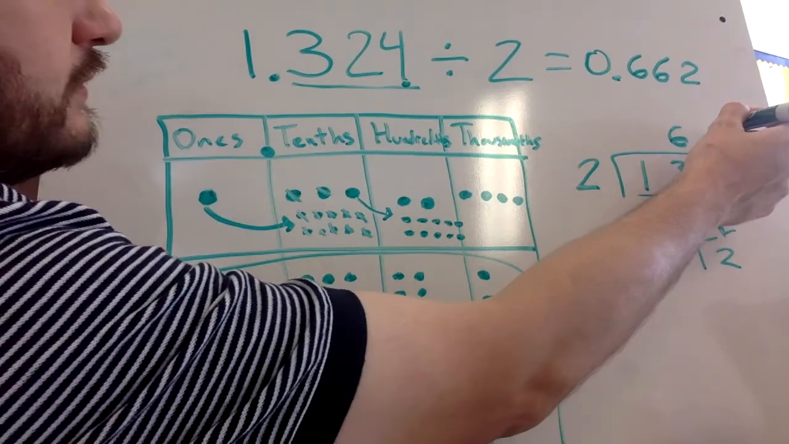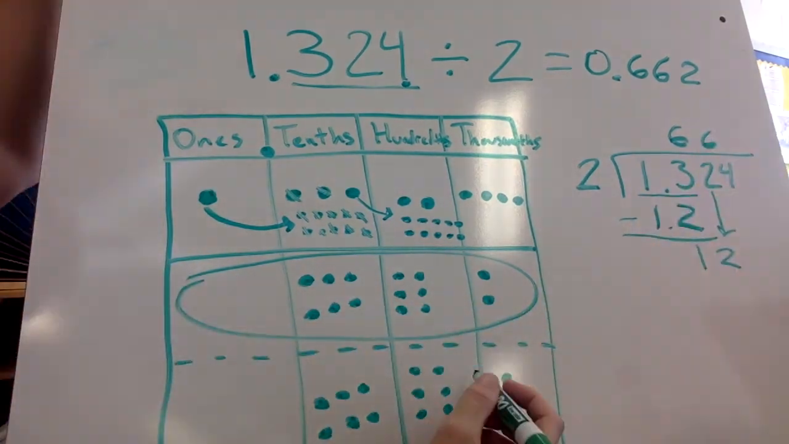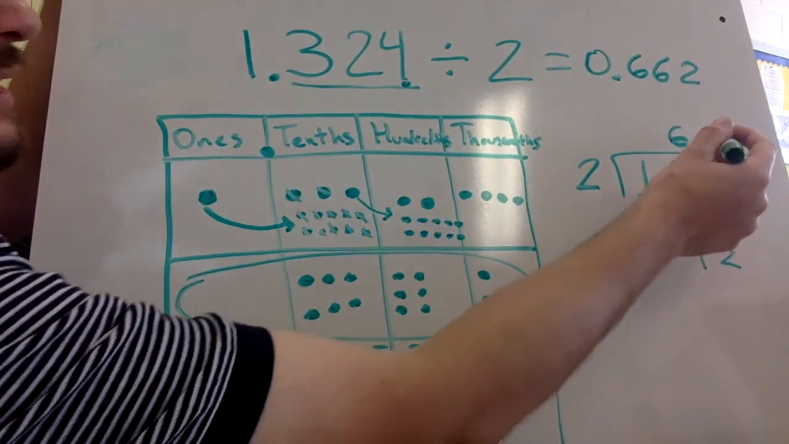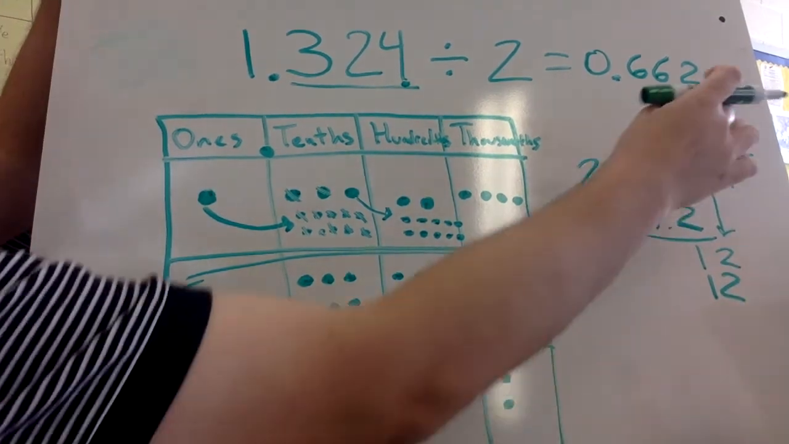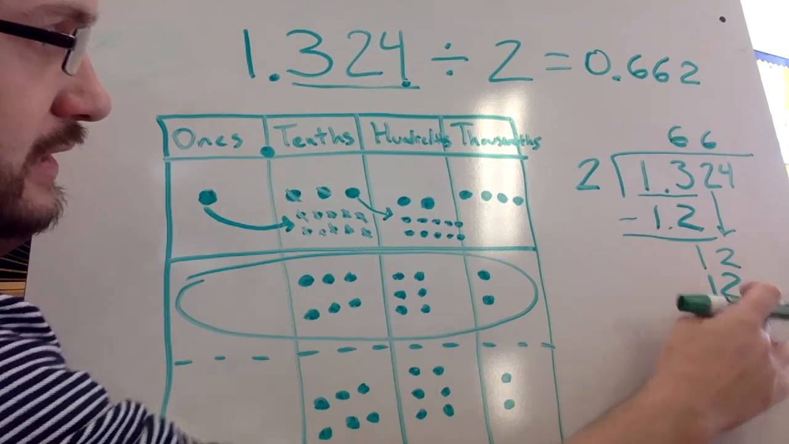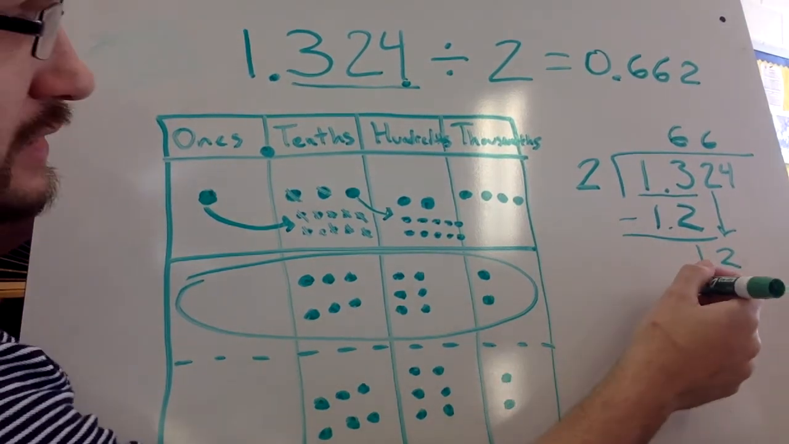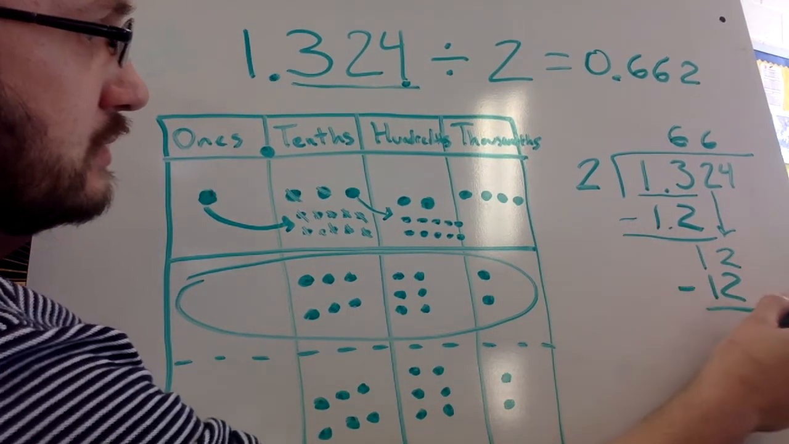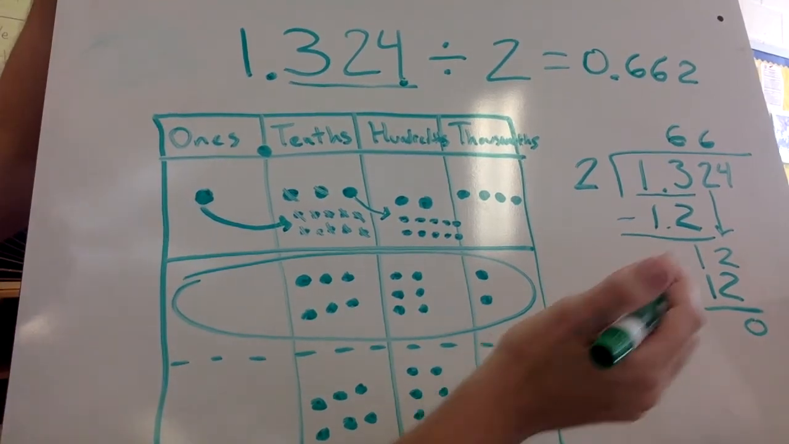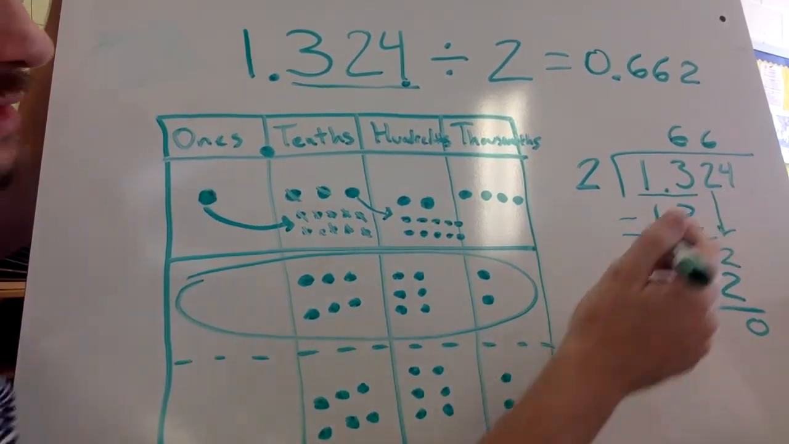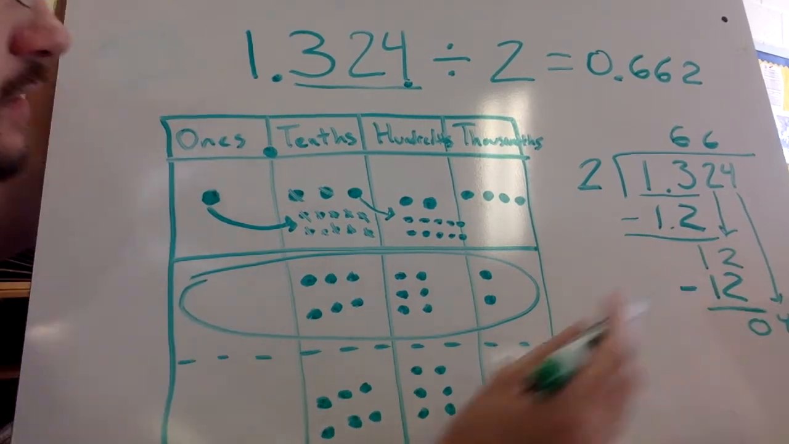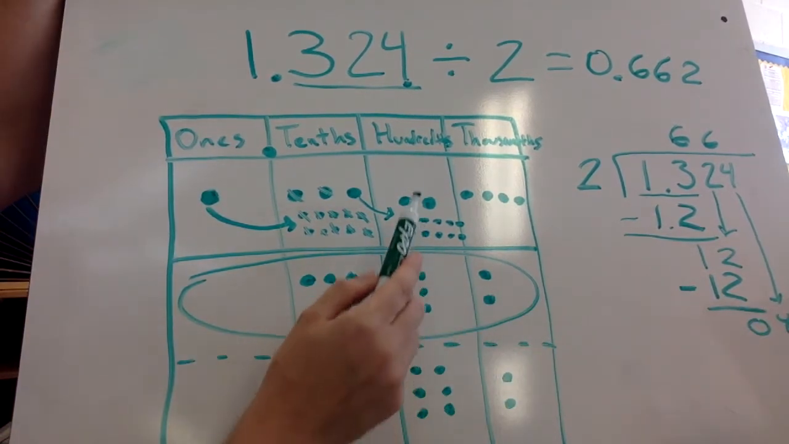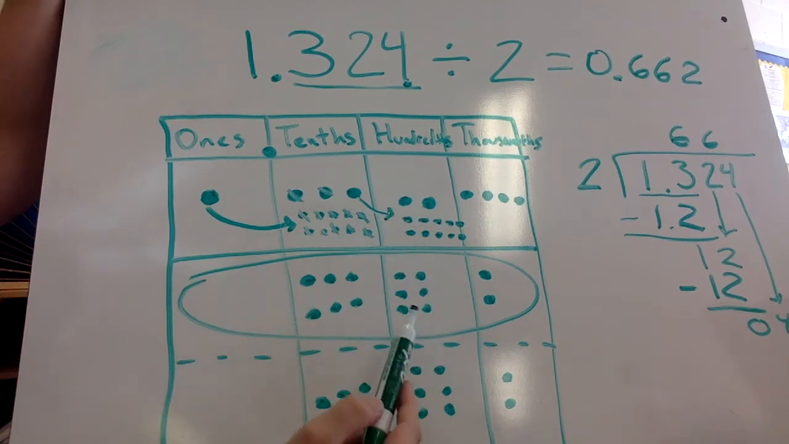2 goes into 12 6 times, so I'm going to put it up there above the hundredths place. 6 times 2 is 12. I'm doing this so that I can check it, so I'm going to line everything up and see if I have anything left over. I do not. I've got a 0, but I can't stop because I haven't got to the thousandths place yet. So I'm going to move my thousandths down and get a 4 here. It's the same thing we did here. We didn't have any left over in the hundredths. We went over to the thousandths place.